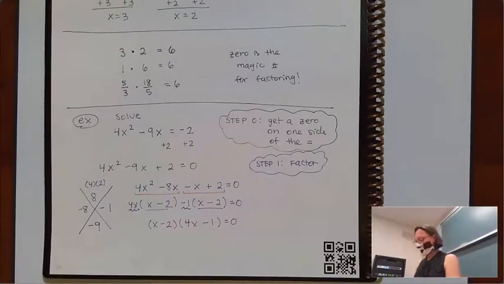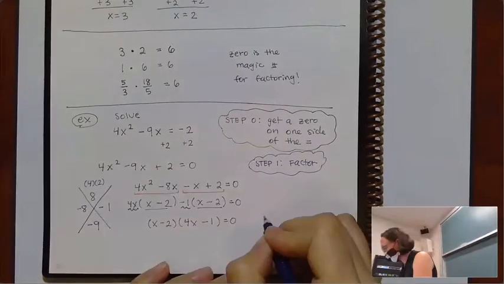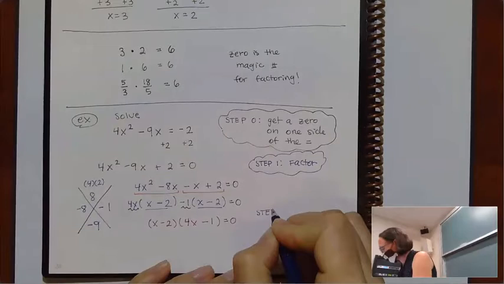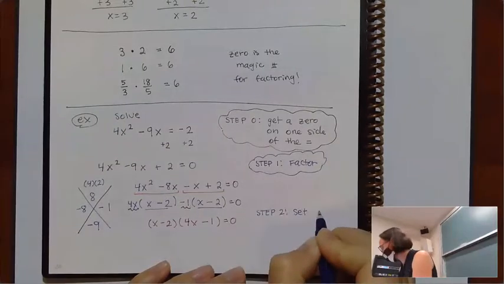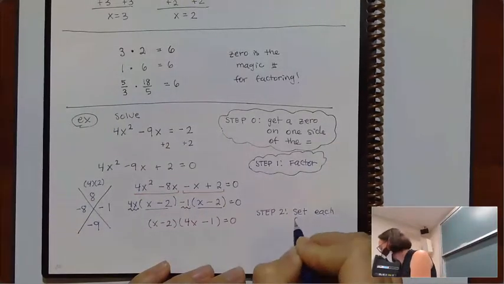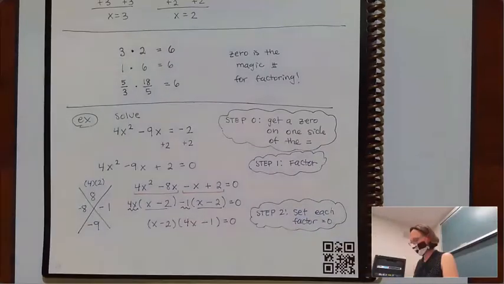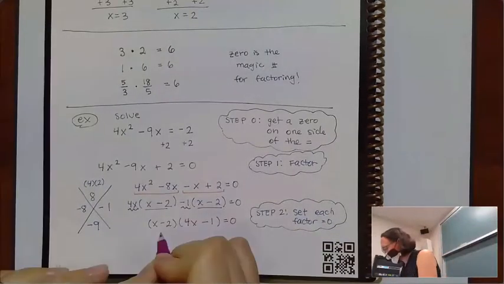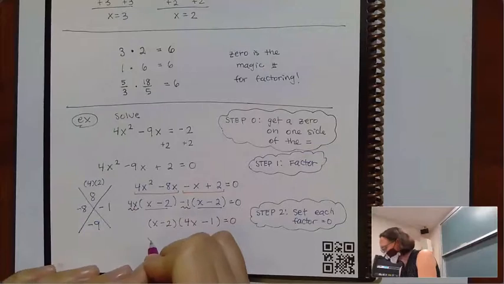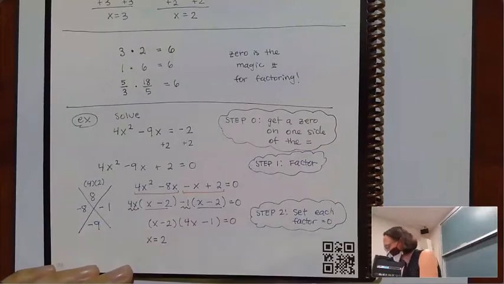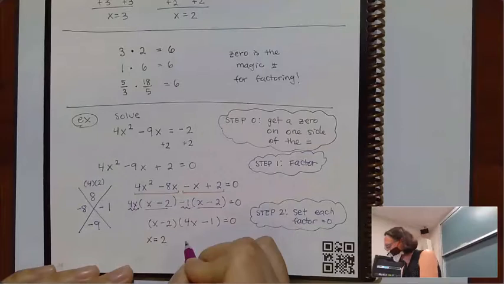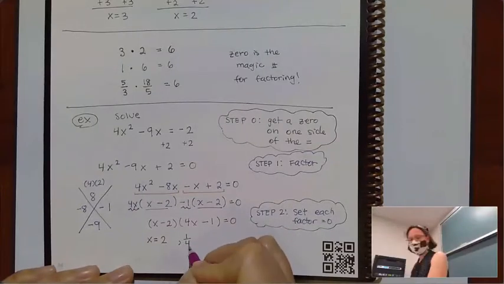So now I'm ready for step 2, because it started with step 0. And step 2, we're going to set each factor equal to 0. If X minus 2 is equal to 0, then X is going to end up being 2. And if 4X minus 1 is equal to 0, I'm going to get an X value of 1/4.